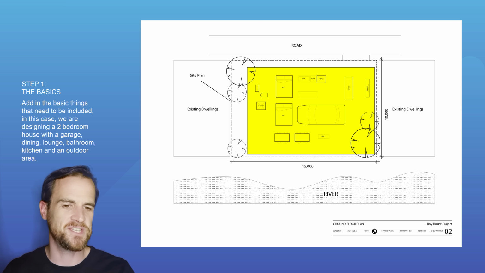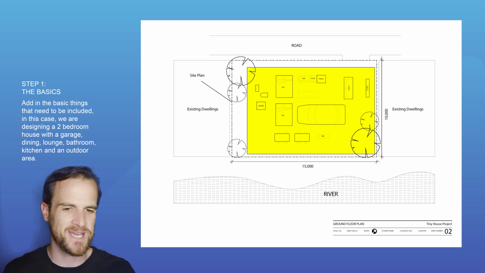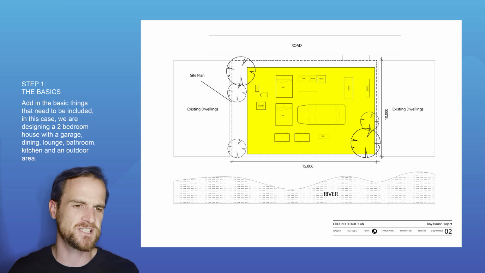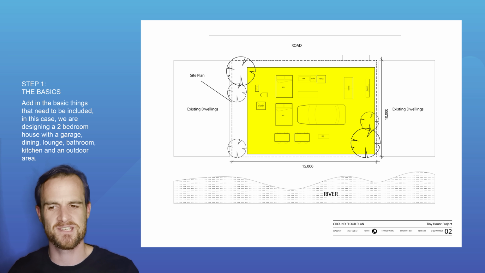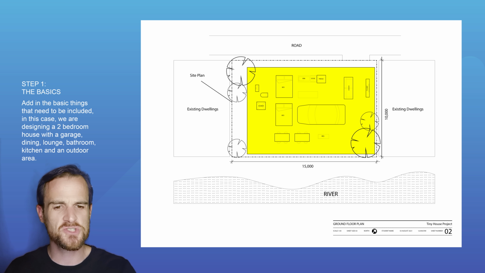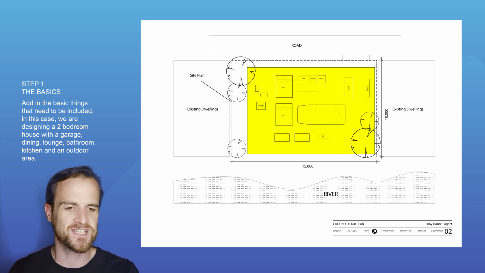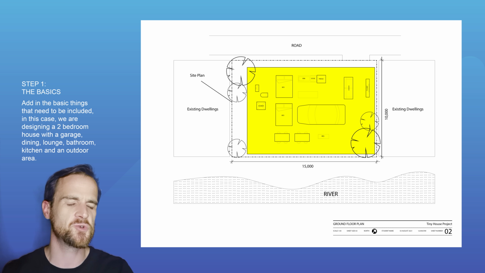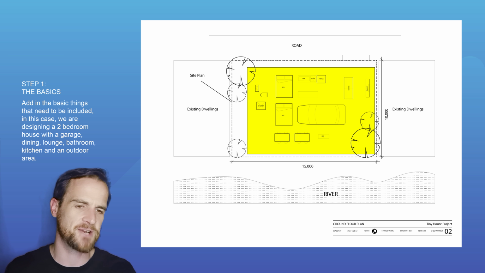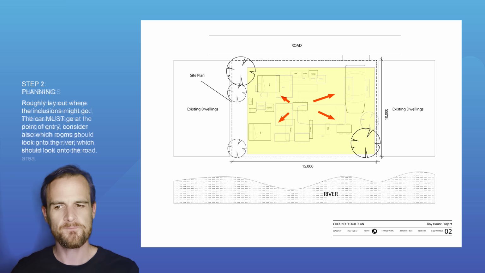So make sure you drag in all of those features at the very, very start, because otherwise you're going to forget about them and you're going to make certain areas too big, and you're going to spend a lot of time tweaking to make things fit in, especially if you're working with a really small space like we're working in. So in this particular case, we're doing a two bedroom, one bathroom home with a garage. We've got a dining area, a lounge, a kitchen, and I'm doing an outdoor area as well to make use of that river. So like a nice entertaining area.